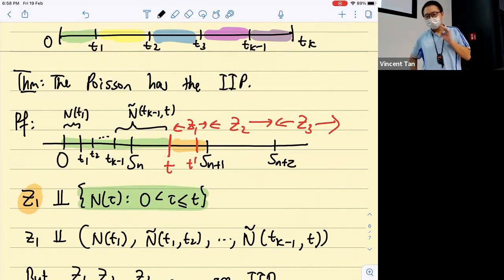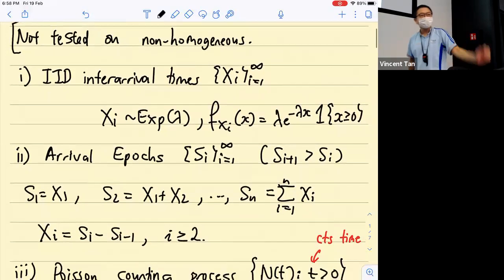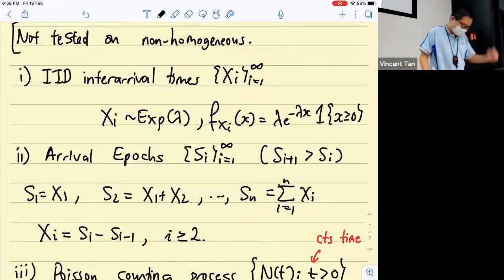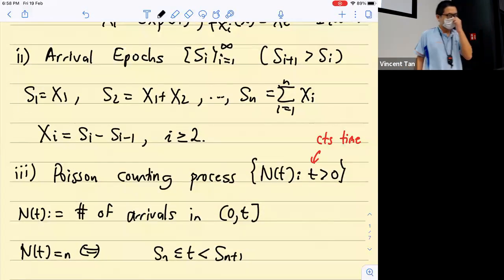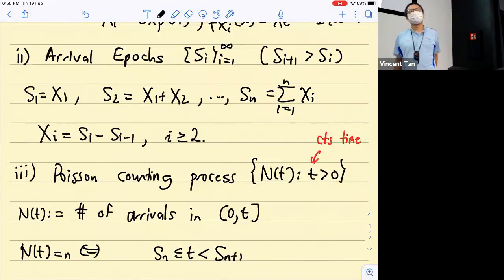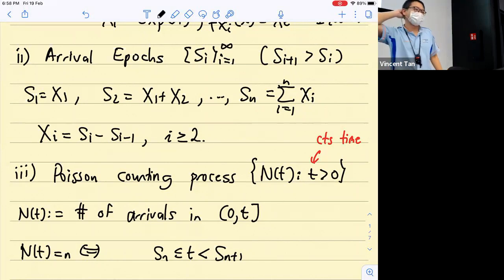Now we have worked a lot on our X process, which is the sequence of inter-arrivals. We can describe our Poisson process in terms of the IID inter-arrival times. We can describe it in terms of the arrival epochs. We can describe it in terms of the Poisson counting process. So the next two items on our agenda are to derive the distributions of the S and the N.